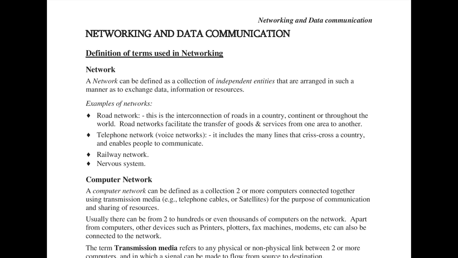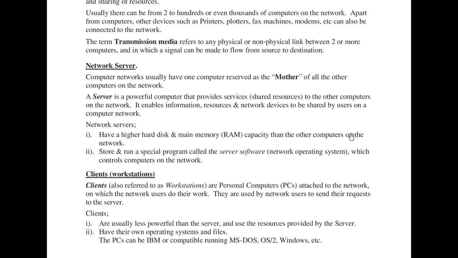So when we define a computer network, we say that it is a collection of two or more computers connected together using a transmission media, of which we can talk about wireless communication or wireless interconnection, like satellites. We can also talk about laying down cables for that matter. So networking is basically connecting devices together.